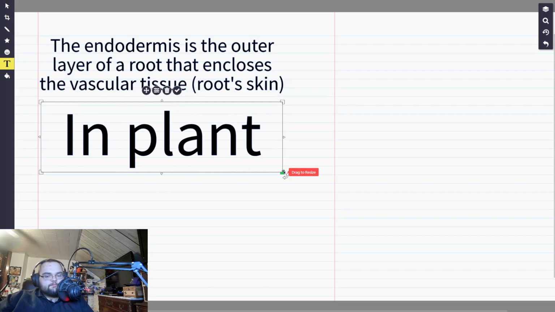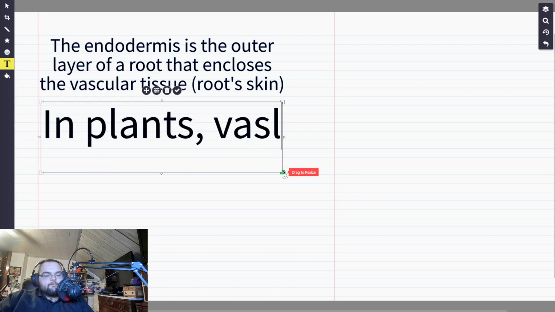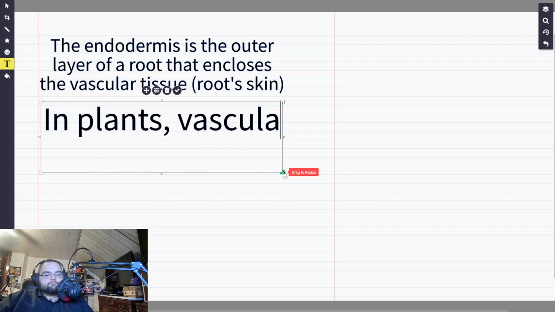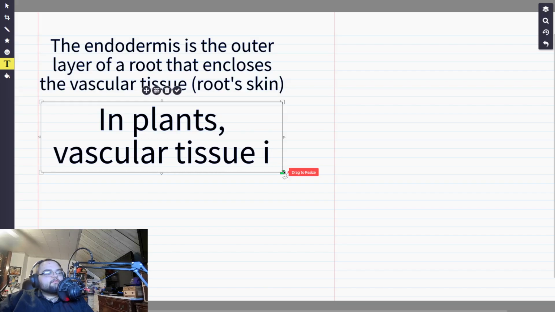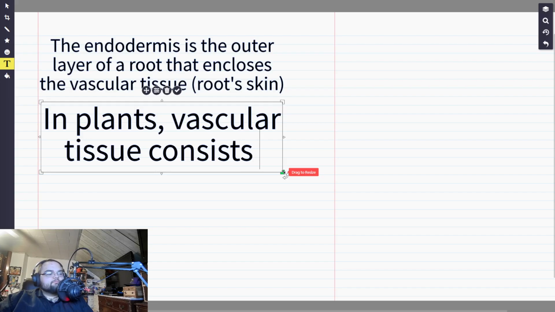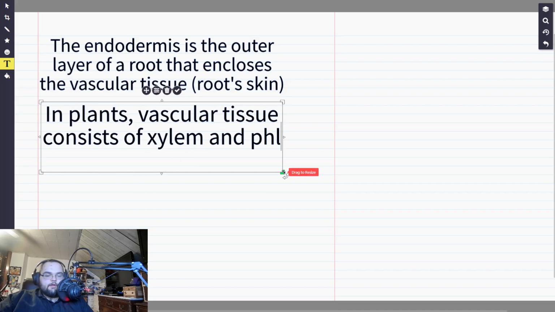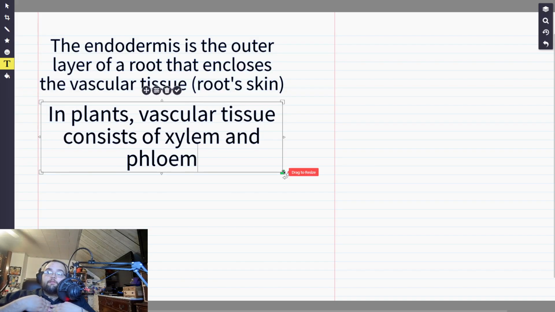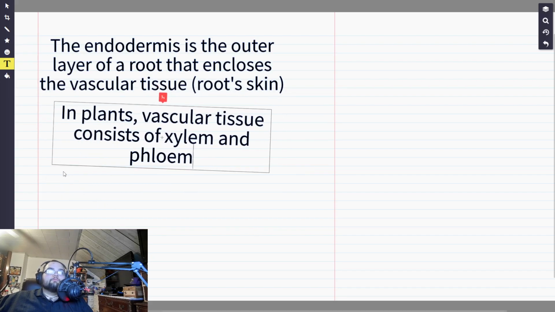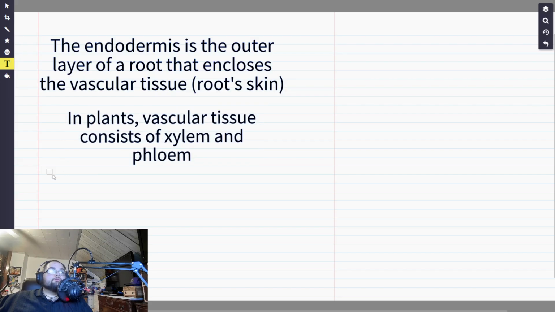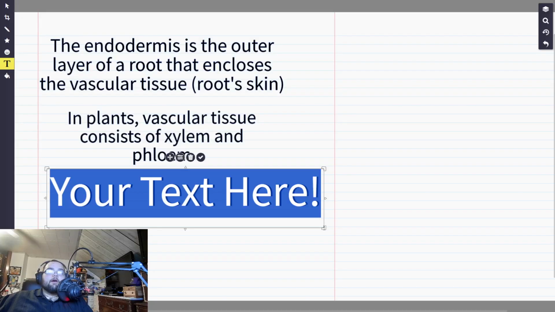In plants, vascular tissue consists of xylem and phloem. Mr. Tardy, you said that already. Yes, it's very important. That's why I say it again and again. The xylem and the phloem are two very important parts of the plant. They help to redefine what a plant is. So it's worth mentioning again and again. I am going to mention it again and again.